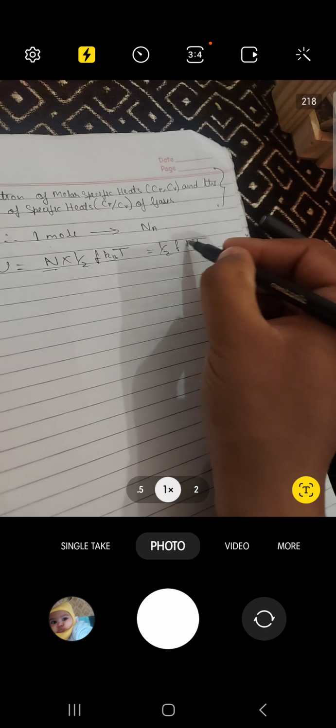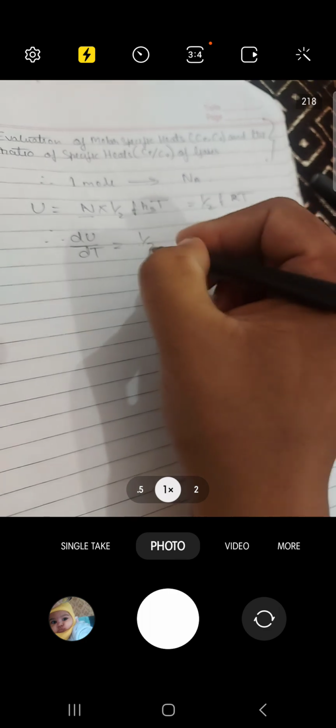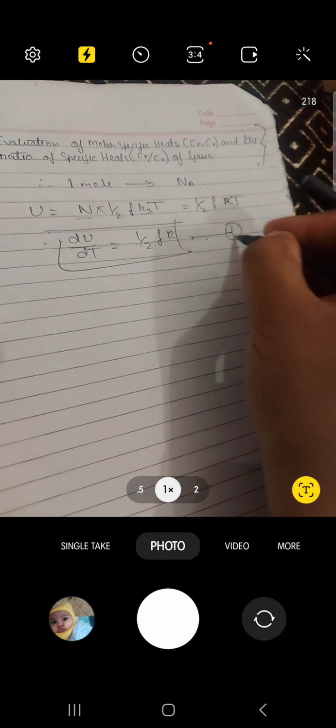ठीक है, this is nothing new. Okay, so N into k will be equal to R, that is the universal gas constant. Okay, so this we have seen. So again if I differentiate the above equation, dU upon dT will be half of F into R. Okay, so name this equation number 1.